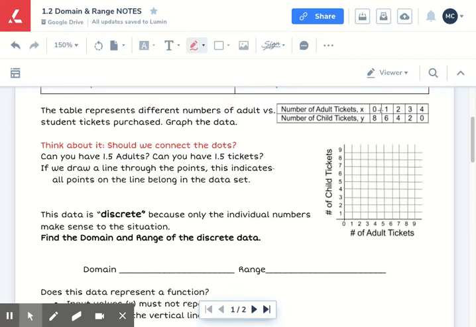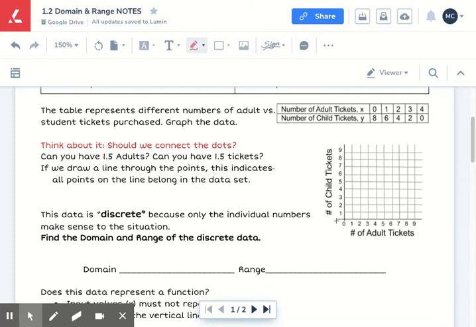And so the first one, it says that for 0 adult tickets, there were 8 child tickets purchased. With 1 adult ticket, there were 6 child tickets purchased. 2 adults, 4 child, 3 adults, 2 child, and 4 adults, 0 children. So this is just various transactions, apparently. So let's graph this data.